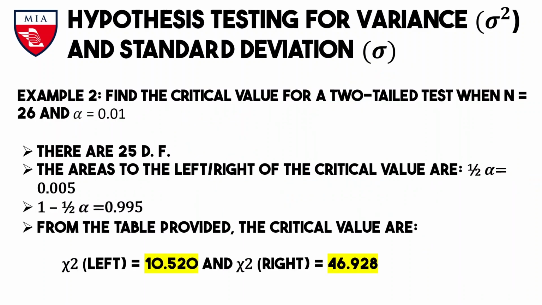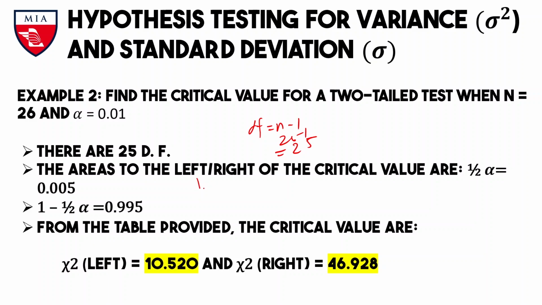Example number 2, find the critical value for a two-tailed test when n is equal to 26 and alpha is 0.01. So DF is equal to n minus 1. So we have 26 minus 1, so DF is equal to 25. The areas to the left or right of the critical values are 1/2 alpha. Therefore, we have 0.005 for the right and the left.